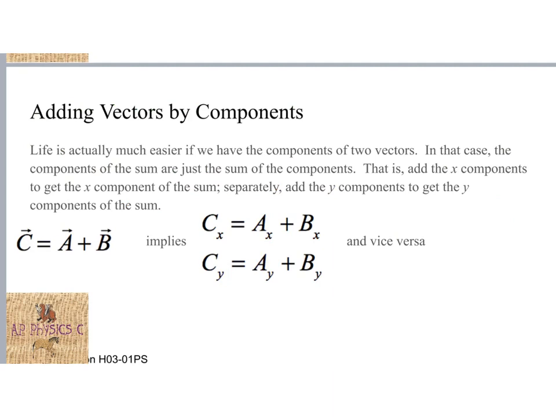All right, life is actually much easier if we have the components of two vectors and we want to add them, because in that case, the components of the sum are the sums of the components, that kind of weird sing-song that you get in math sometimes. That is, if we add the x components, we get the x component of the sum, and if we add the y components, we get the y component of the sum. Put mathematically, if c vector equals a vector plus b vector, then cx is ax plus bx, and cy is ay plus by, and vice versa.